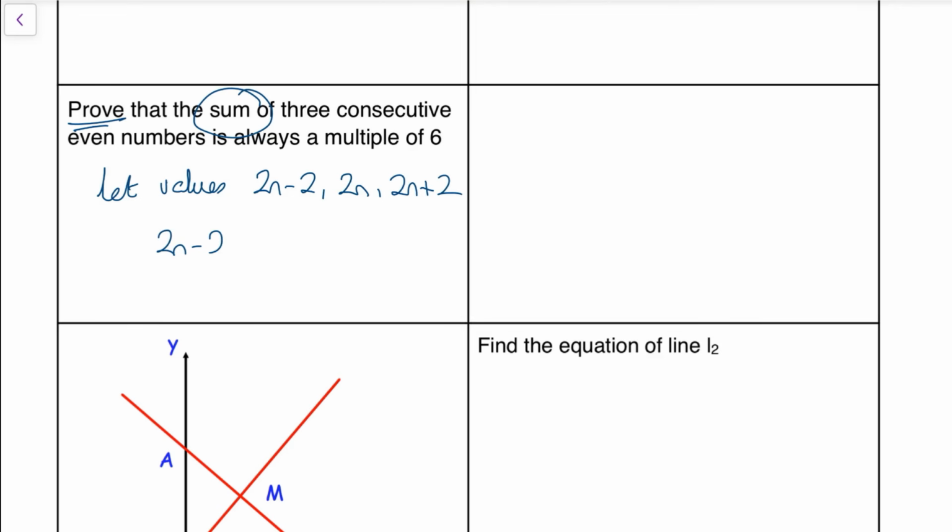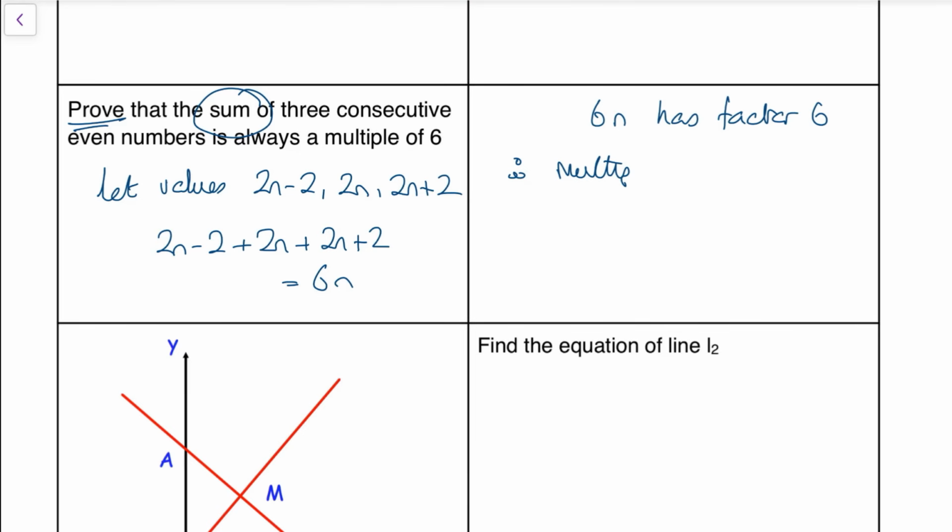So therefore, here's my maths. 2n minus 2 plus 2n plus 2n plus 2 is equal to 6n. And then I'm just going to make a clear statement that 6n has factor 6. Therefore, multiple of 6. Let's write it down: therefore, multiple of 6. I don't need to write anything else. If this is an A-level question, I'd write a conclusion and explain it clearly. But I'm happy with that.